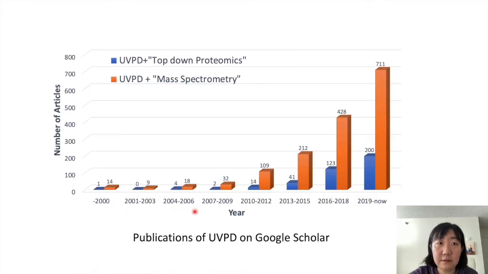Before we discuss the differences, let's see a chart first. I searched some keywords on Google Scholar. The blue bars are UVPD together with top-down proteomics, and the orange bars are UVPD together with mass spectrometry. We can see that both have grown rapidly in the past decade. So, why has UVPD become so popular?